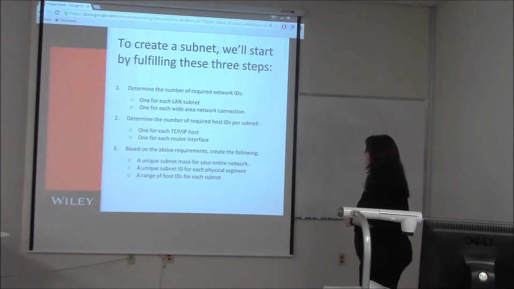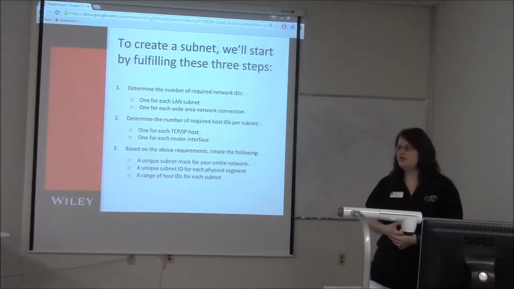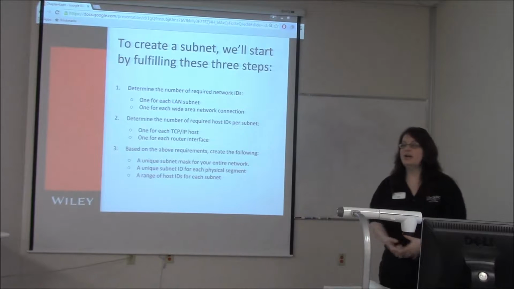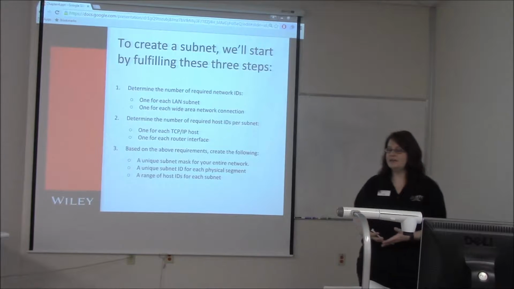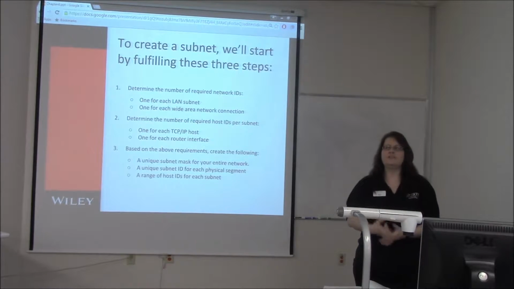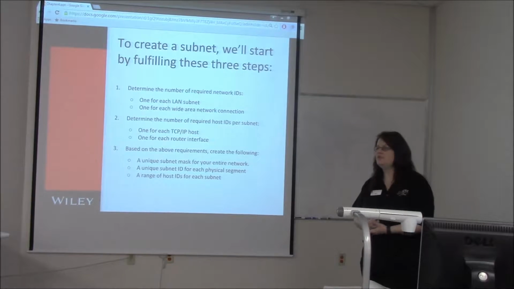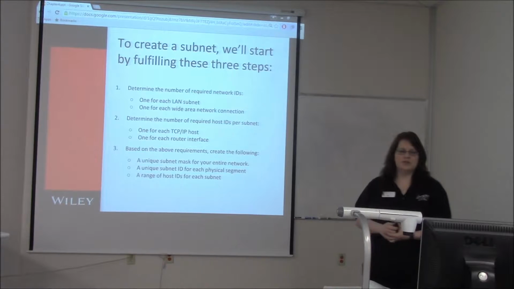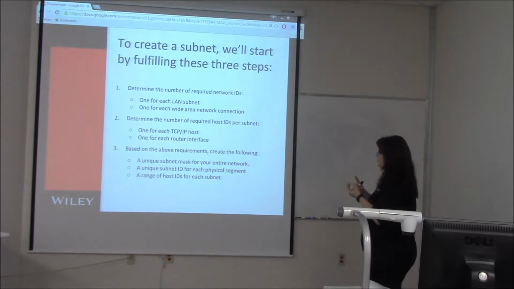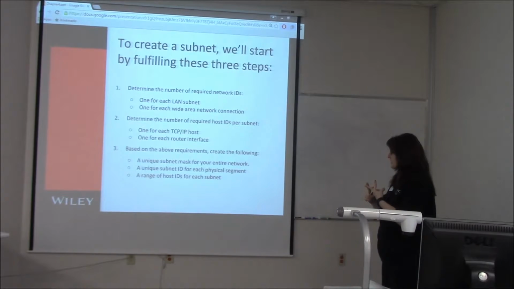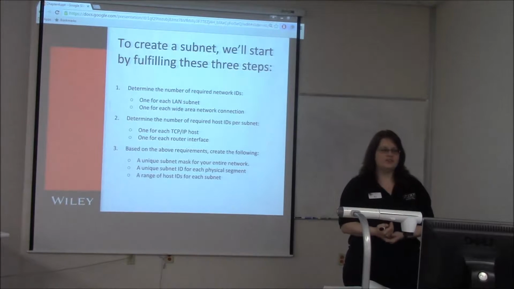The second thing we need is to figure out how many hosts are going to be on each subnet. That's a really huge deal because if we run out of hosts, we're going to have to do some serious reconfiguration of addresses to get more people on it. So we want to plan beforehand so we know exactly how many people need to be on this subnet. So that's how many IP addresses do I need. And the third thing we need is a subnet mask for the network, a subnet ID for the physical segment, and then a range of IDs that we can apply to the computers that are on each segment.